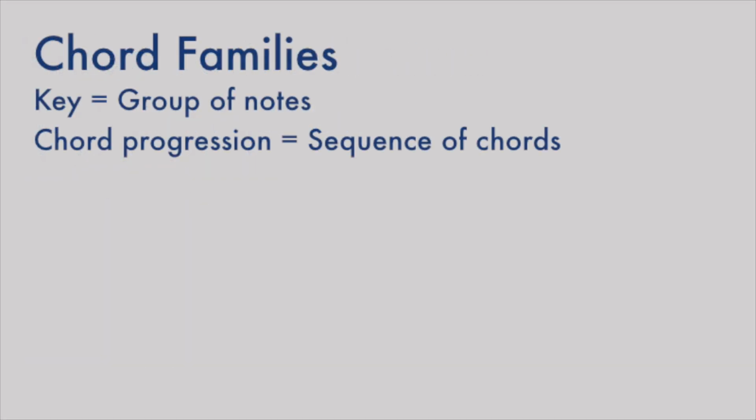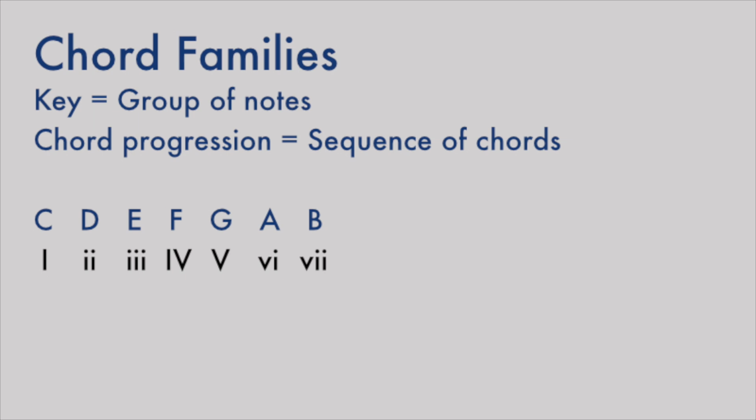Songs are often in a certain key, which is nothing more than a group of notes used in a song, and they follow a certain chord progression, a sequence of chords played in a song. Back to our C major scale. Take all notes from the C major scale and number them. You often see Roman numerals in music, but you can also just name them 1 through 7.